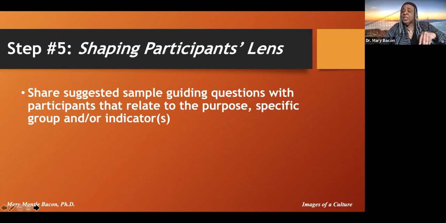All right, I suggest, and you should have in your chat, I'm hoping, a list of guided questions. I have a strong belief that the other thing that helps to shape participants' lens is to give them some sample guided questions that relate to the purpose and the specific group in our indicator. And so what I've given you in the chat is a handout that you can look at afterwards, but pages 4 through 6 of the handout have some of these guided questions. But what I'll do, so that you don't have to do that during the session, I'll give you an example of what I mean.